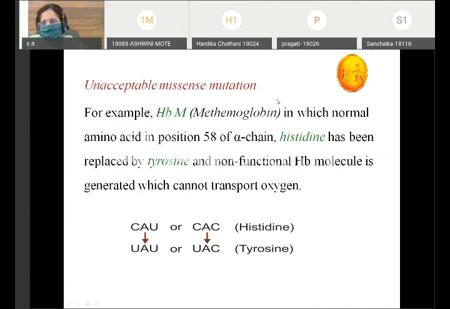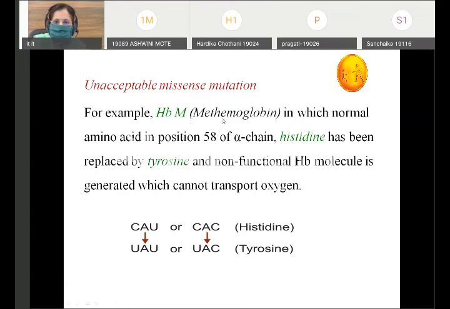If a single base is substituted by another, that may hamper the function of the protein which is synthesized. If the complete function of the protein is hampered, then it is called an unacceptable missense mutation.